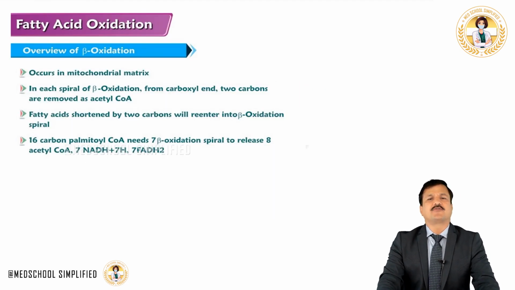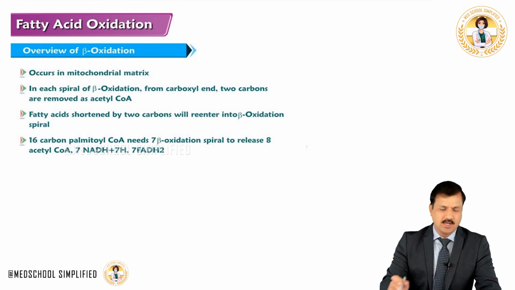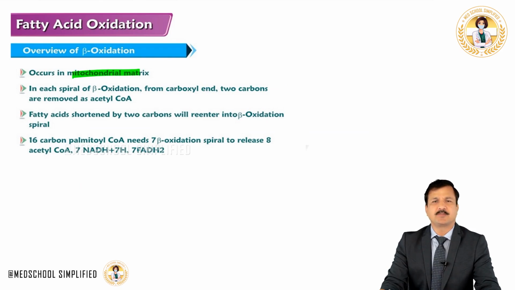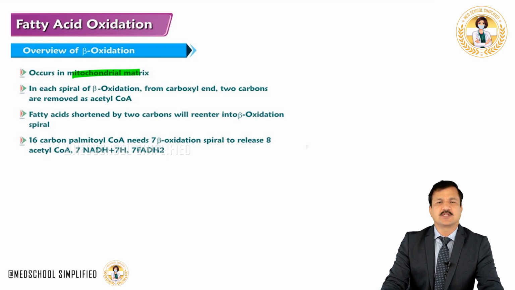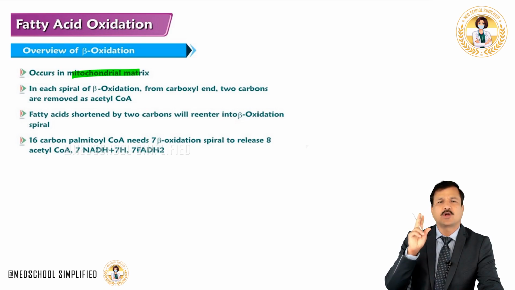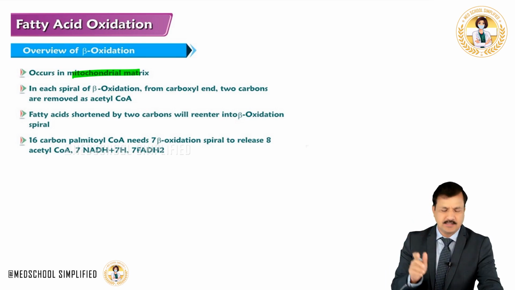Beta oxidation of even number carbon fatty acids will occur in the matrix of mitochondria. That's the first point that you must remember here in the oxidation of fatty acid. In beta oxidation, there will be several spirals, where a fatty acid is oxidized starting from the carboxyl carbon, which is the number 1 carbon. At the end of every beta oxidation spiral, 2 carbons are removed at a time, as acetyl-CoA.